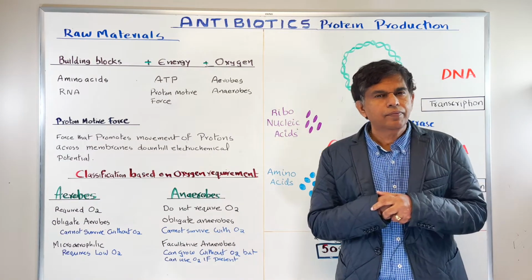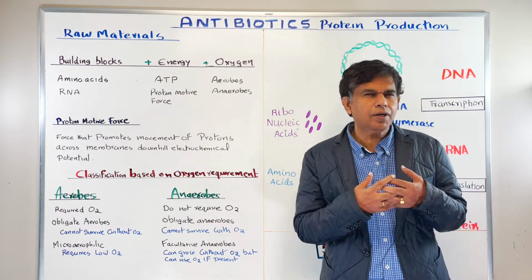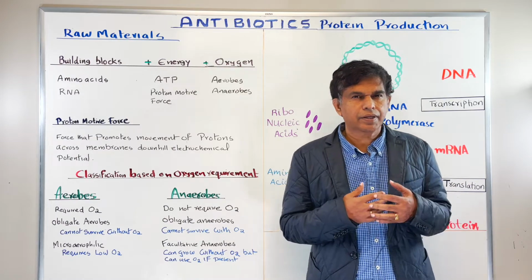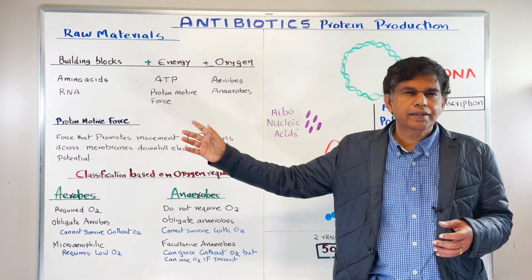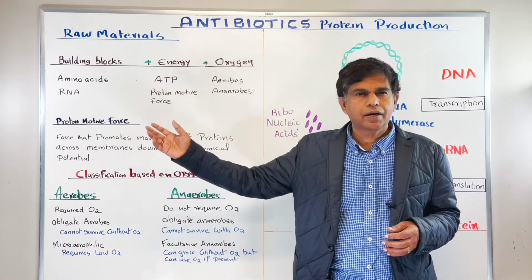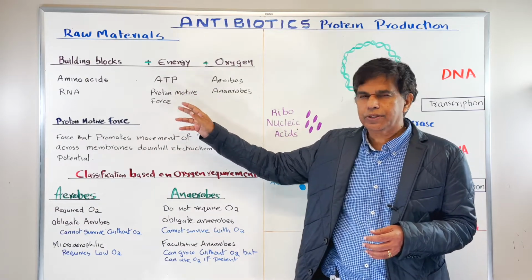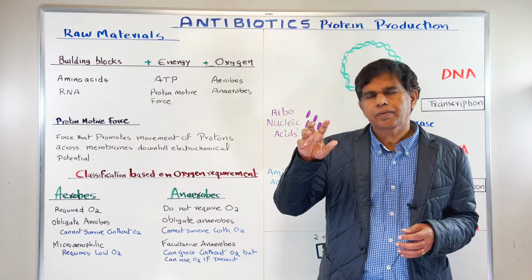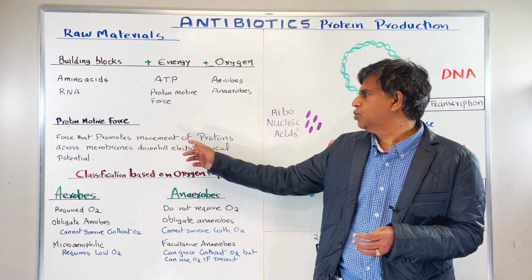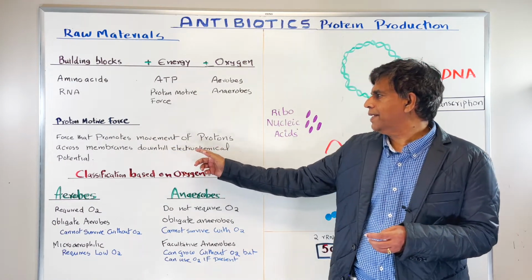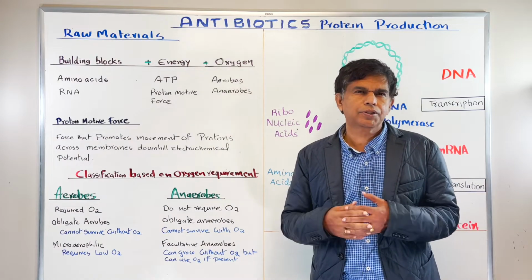Before we go, when we talk about bacteria and their energies, let's talk about what raw products are needed. If you look at the building blocks, you've got amino acids and RNA. When you talk about energy, there is ATP and proton motive force, and energy is kind of stored like that. What is proton motive force? The force that promotes movement of protons across the membrane, a downhill electrochemical potential. That's another source of energy.